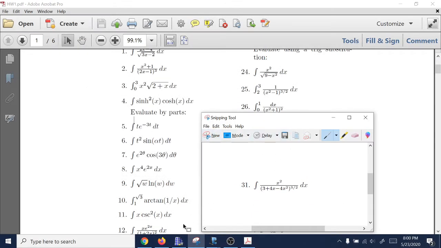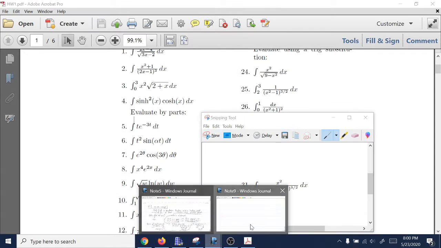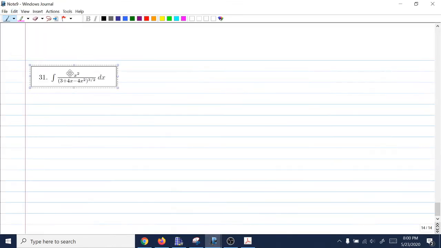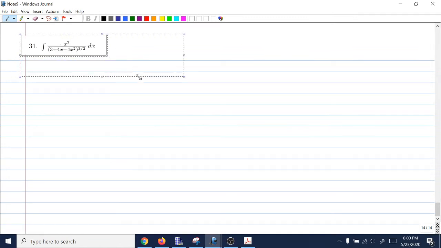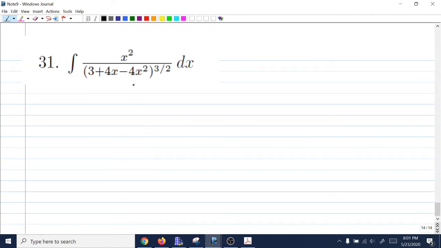Oh man, this is the worst. We got to do completing the square, and it's the bad kind of completing the square where there's a constant on it. Let's do it. I guess let's factor out that 4. I got 3 plus 4 times. Let's factor out a negative 4. Let's make it 3 minus 4, so I can write it in the normal order.